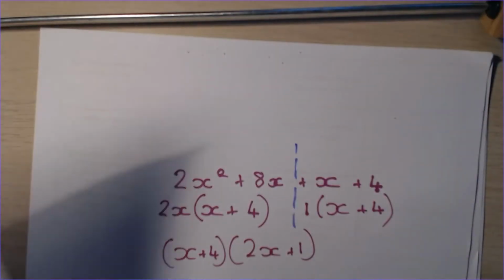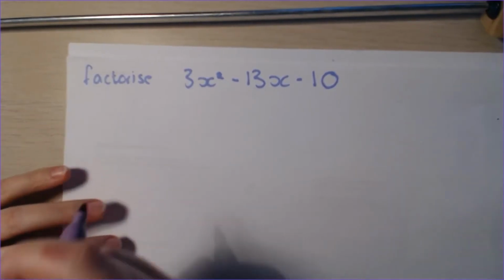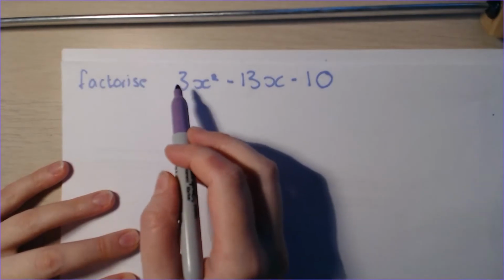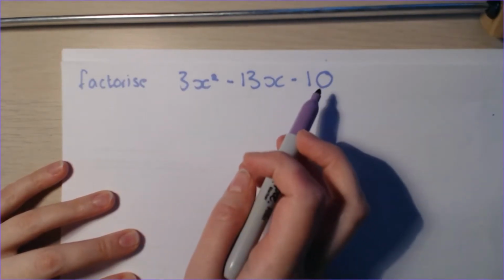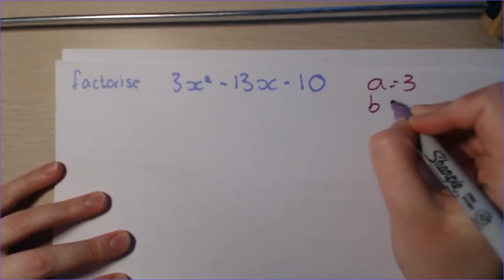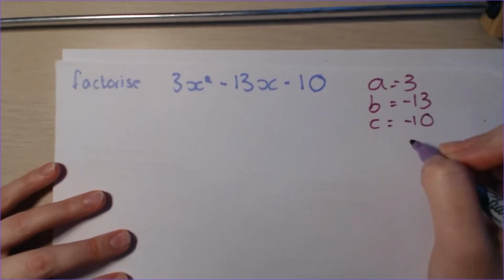This time I'm going to do one with a negative number in there, just to make things a little bit trickier. So which one should we do? Let's do this one here. So just tidy that up a little bit. There we go. So this time again we're going to do the exact same thing. We're going to do a multiplied by c. Now be careful, because this time our c is negative 10. If it helps, write those numbers at the side. A is 3, b is negative 13, and c is negative 10. If it helps you to have those written out, do that.